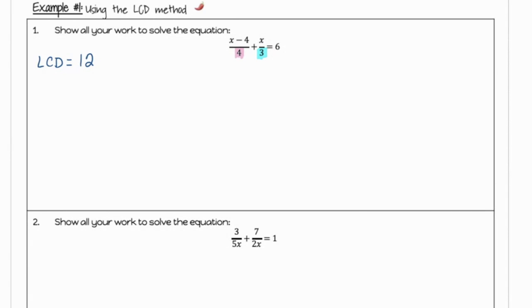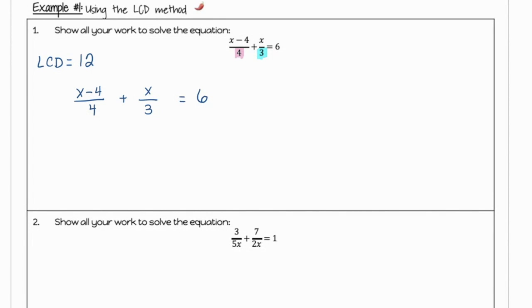If 12 is my LCD, what I want to do is multiply everything by that LCD. That's going to let me get rid of my fractions. So here is my work. I'm going to start off by writing down everything. Okay, so I rewrote the same exact equation, but now I'm going to do the process.